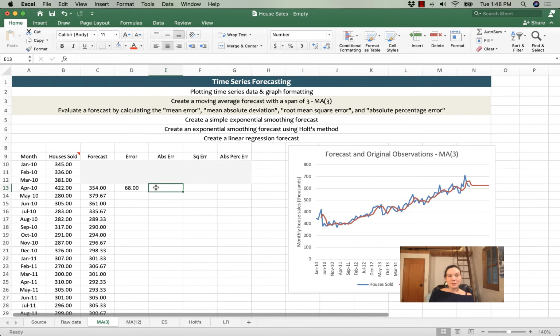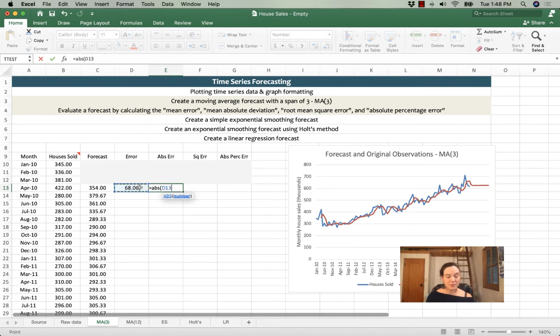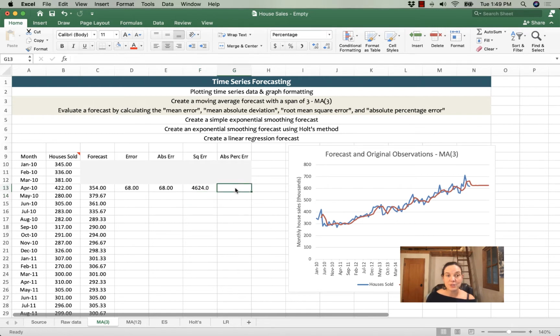Our absolute error is the absolute value of the error. And to calculate that, we use Excel's ABS formula. That gives us the absolute value. So I take the absolute value of 68. That gives me 68. The squared error is our error squared. Error, shift 6 to get the caret, then the number 2. So we've squared that error. 68 squared is 4,624. And then the absolute percentage error is equal to the absolute error divided by the true number of houses sold. So this is saying that we were off by 16.1 percent. I'm going to drag this down all the way, and then I want to point out a couple of different examples.